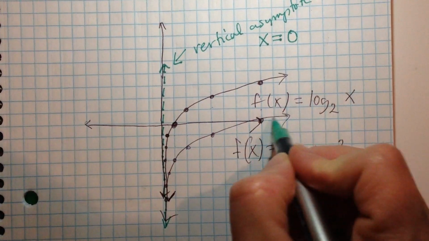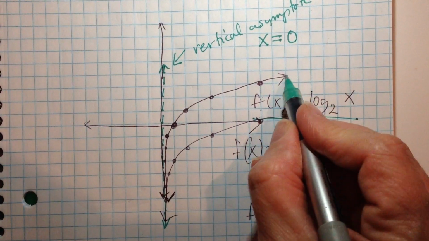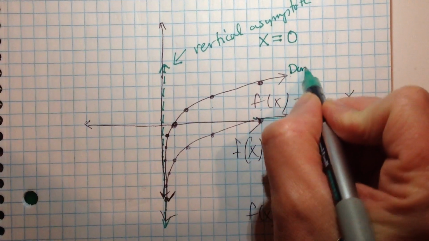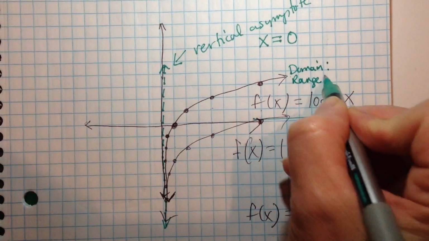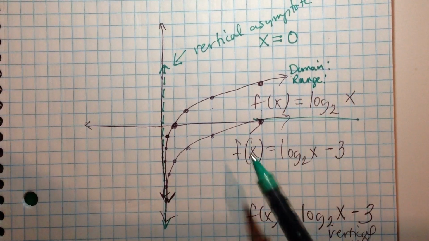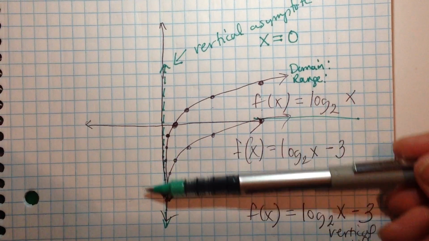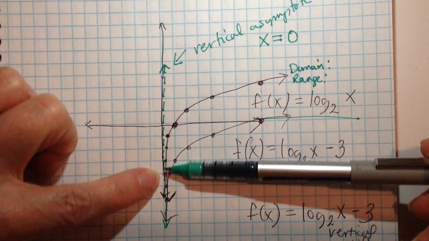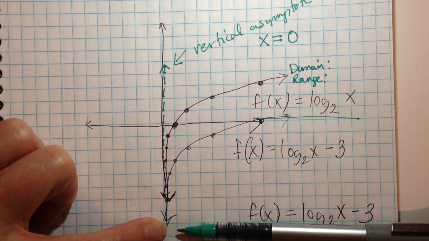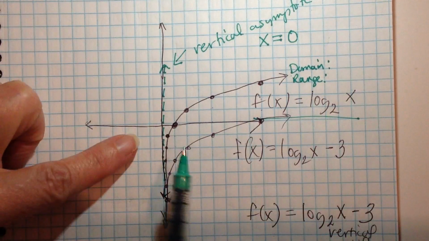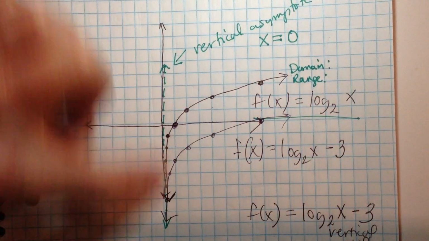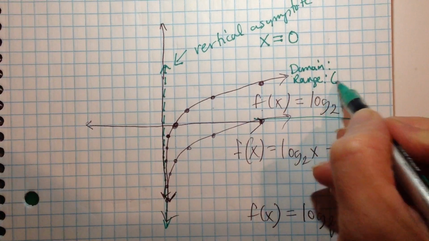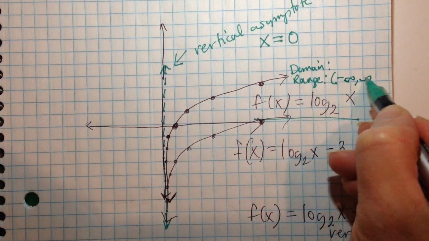Now, I want to take this first graph and determine the domain and the range of the original graph. Well, the range: what y's are being used? When you think about it, this graph goes on and on and on, so every negative y is being used. This graph goes on and on this way, so every positive y is being used. So as far as the range, it's negative infinity to positive infinity.